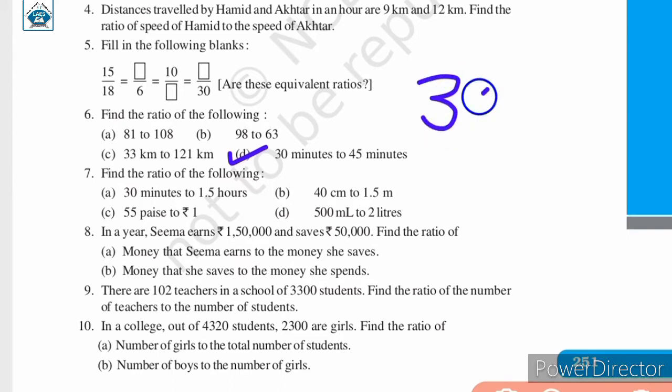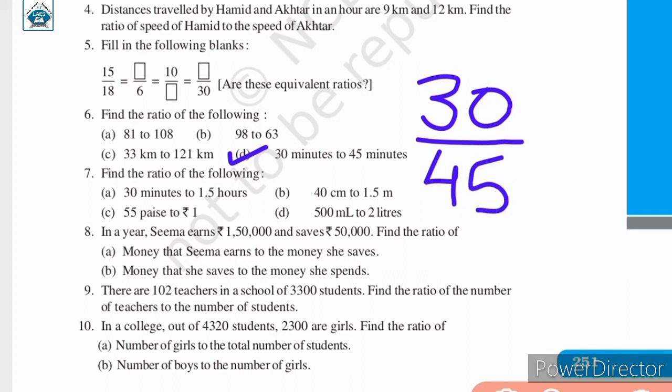In the similar manner, you need to find the ratio of 30 minutes to 45 minutes. I'll just give you a hint that the required ratio will be 30 upon 45. Now you need to divide the numerator and the denominator by their highest common factor. So you need to find the highest common factor, divide them with it, and you will get the required ratio. So part D is homework for you. You need to solve part D on your own.